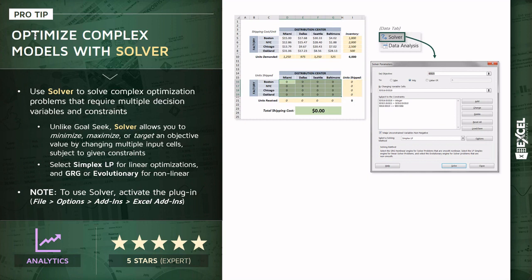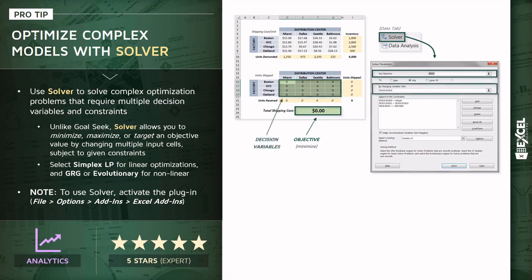Now, looking at this dialog box here, there are three parameters that we'll need to determine. Number one is our objective. In this case, our objective lives in cell E23. It's our shipping cost, and our goal is not to set that shipping cost to any specific value, it's to minimize. Number two, we determine exactly which variable cells or input variables to change in order to meet our objective. So here our decision variables live in cells D16 through G19.